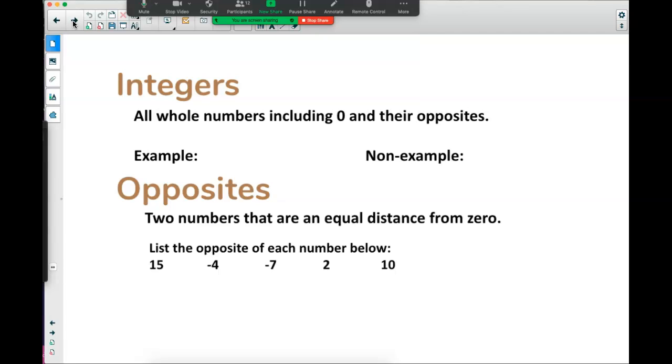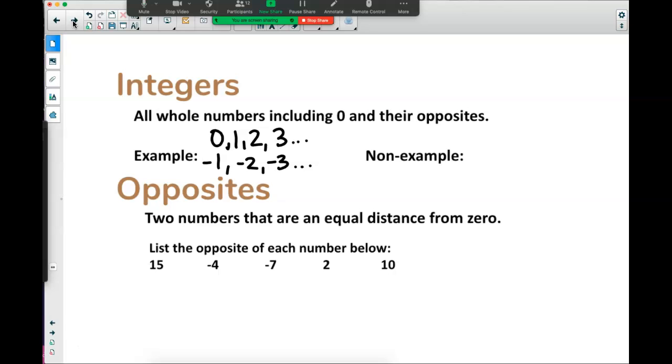No decimals, no fractions. Okay, so examples of whole numbers are 0, 1, 2, 3, and so on. But if they're integers, we could also have -1, -2, -3, and so on there. Those are examples of integers.